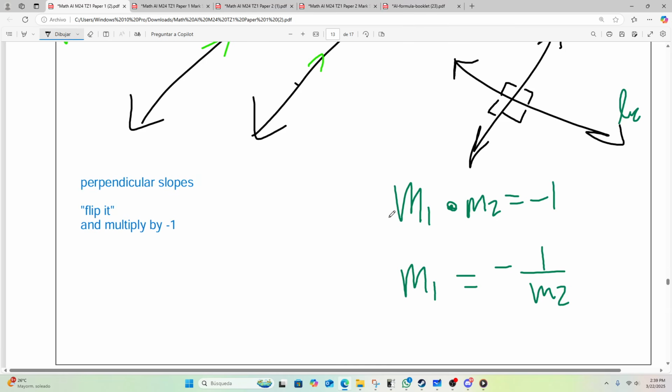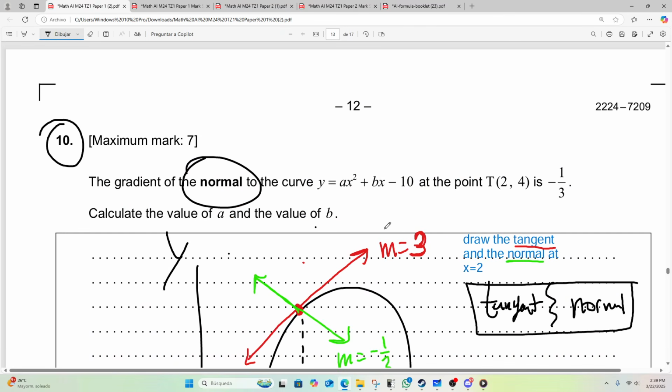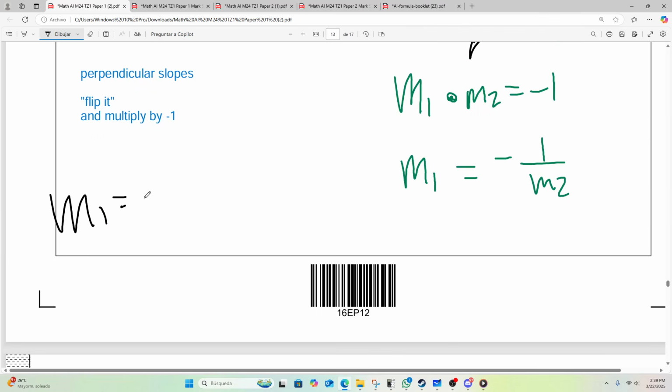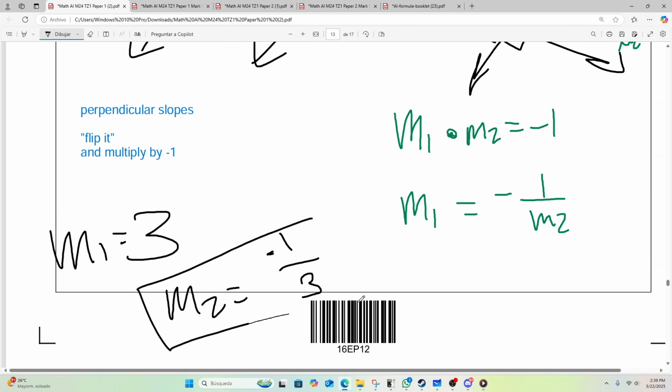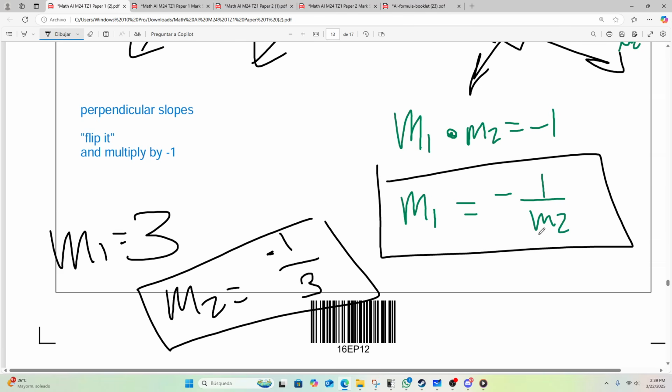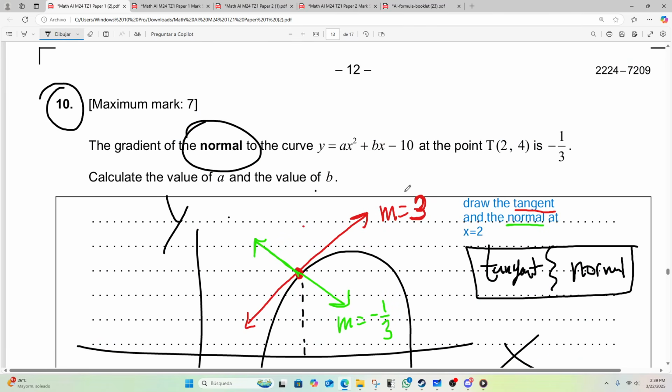Because look at that. If the slope m1, my example up here, equals 3, then for m2, I just have to flip it. So I put the 3 on the bottom and then multiply by negative 1, which is the same thing that happens here. Quite literally. Alright, so that is for perpendicular slopes.